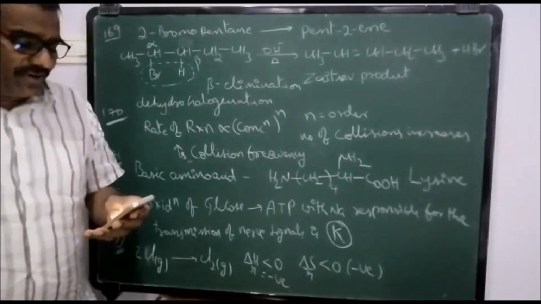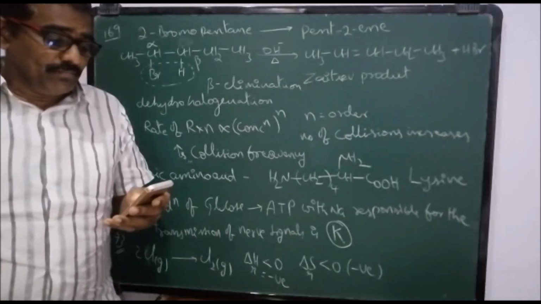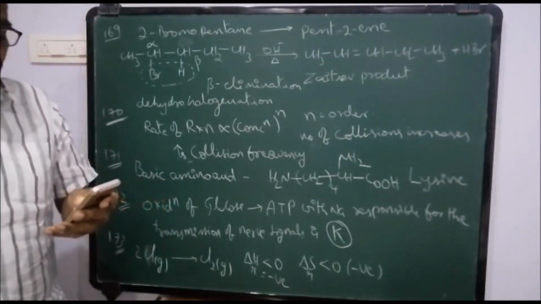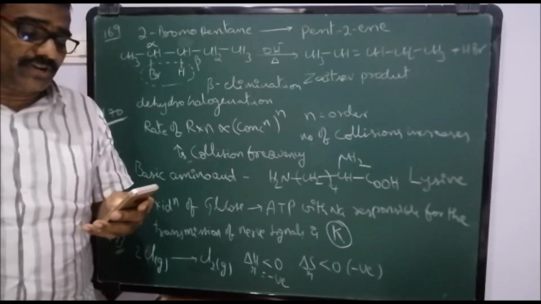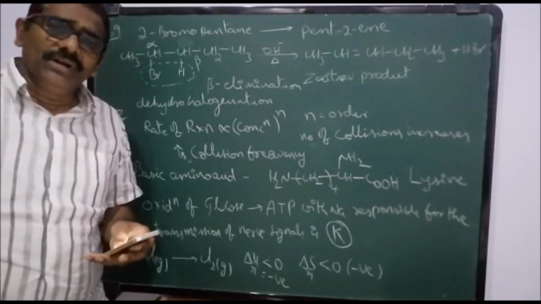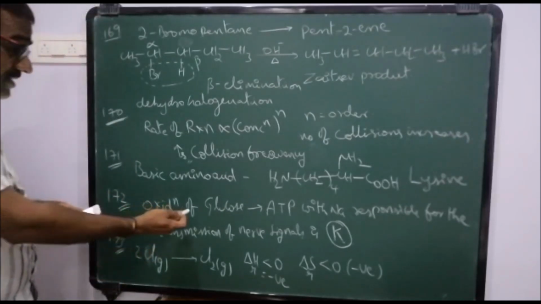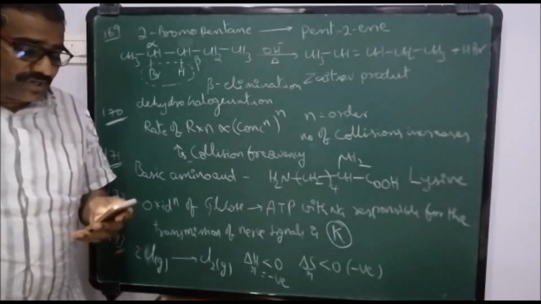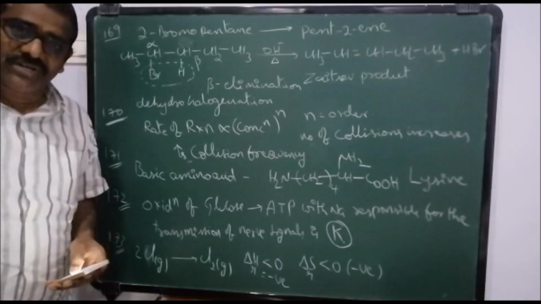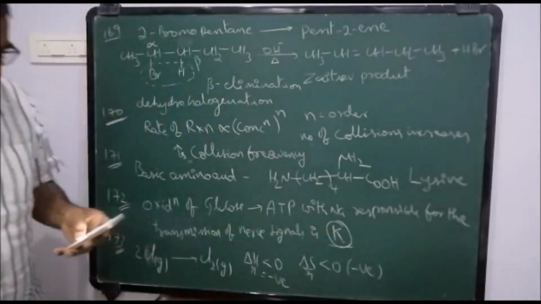And question number 172. The following metal ion activates many enzymes, participates in the oxidation of glucose to produce ATP, and with Na it is responsible for the transmission of nerve signals. Actually it is potassium, and potassium participates in the oxidation of glucose to ATP, and with sodium it is responsible for the transmission of nerve signals. So the answer is the metal potassium.